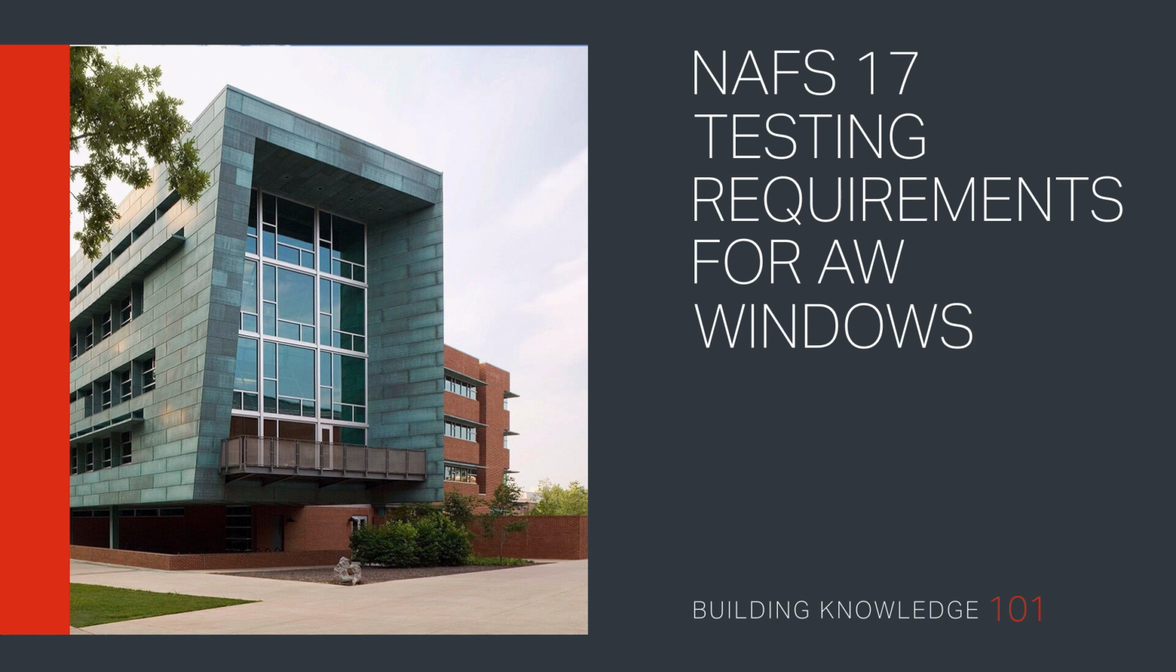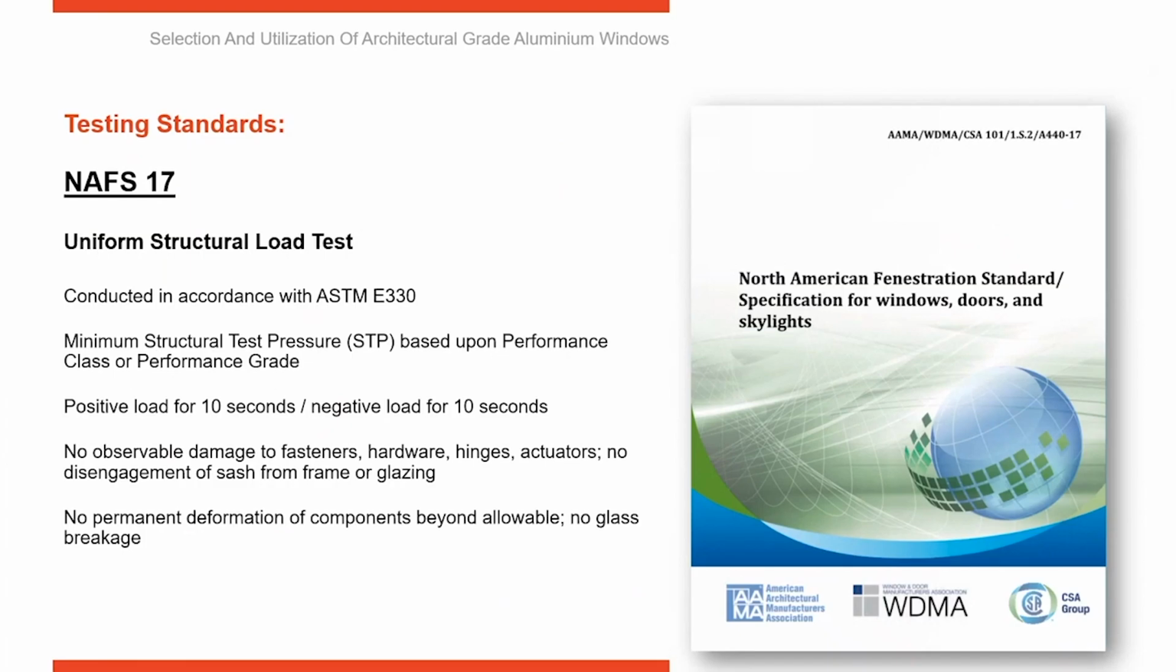In this video, we will discuss NAFS 17 testing requirements for commercial aluminum windows. Now, some of the testing I mentioned, let's look at that so you have an understanding of what this testing is. So NAFS 17 and ALMA 910 talk about uniform structural load testing. This is conducted in accordance with ASTM E330. You've seen that in curtain wall and storefronts test.